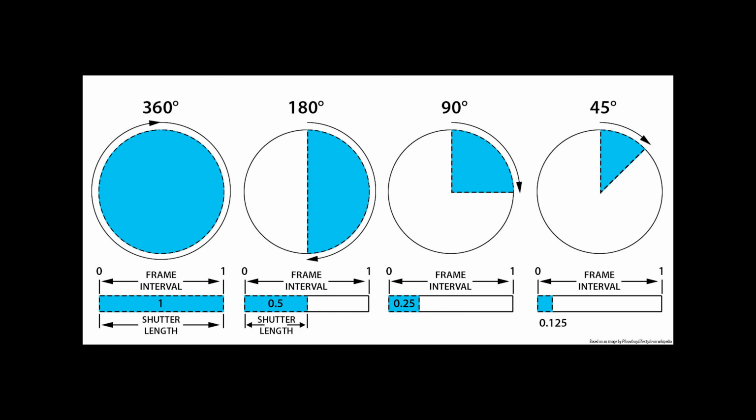When you decrease from 180, there's less motion blur. When you increase from 180, there is more motion blur. And that's pretty easy to think about because it'll stay consistent across any frame rate you go to.